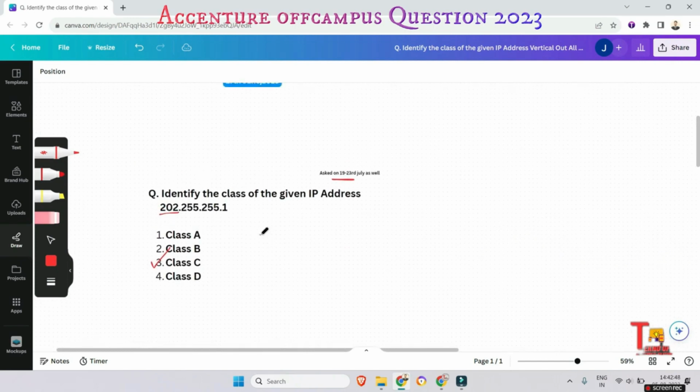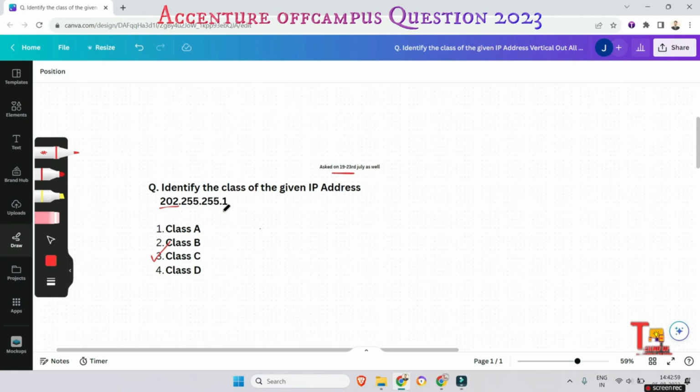If I give you another IP address like 1.255.255.0, then what will be the answer? Please give me the answer in the comment box. This is a quiz for you.